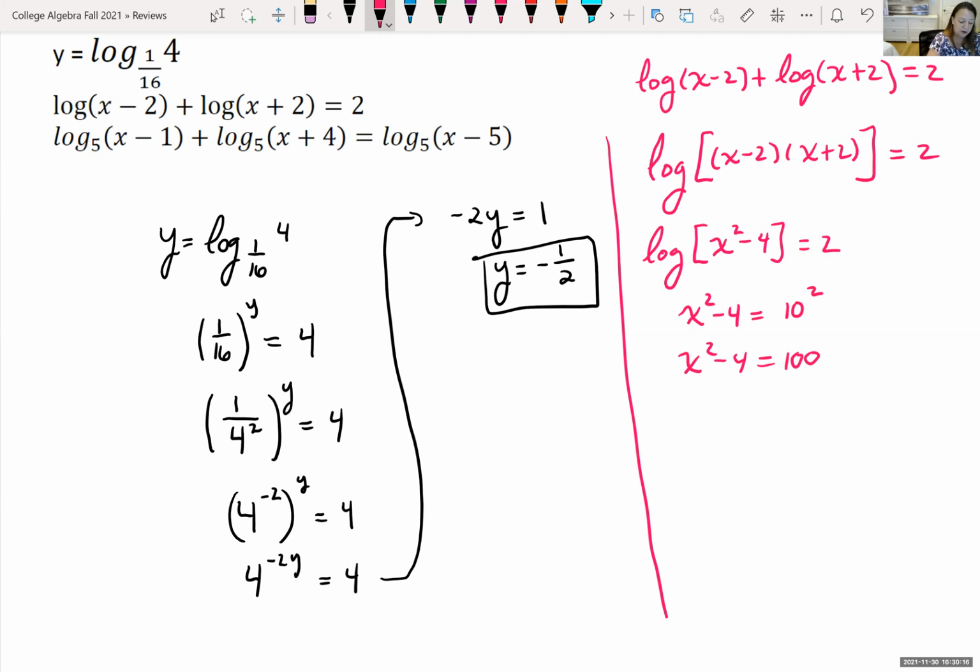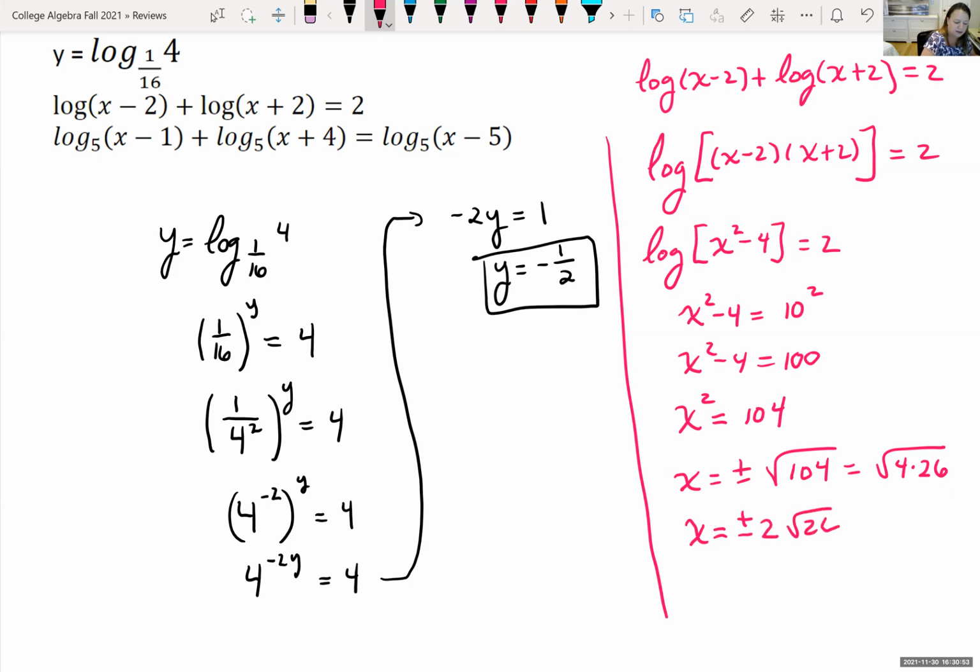I'm going to use the square root property. So let's add 4 to both sides. So we have x squared equals 104. Take the square root of both sides. We get x is plus or minus the square root of 104. It looks like 4 goes in there evenly, so we can pull out a perfect square. Square root of 104 is the same thing as square root of 4 times 26. And so square root of 4 is 2, so we get 2 root 26.